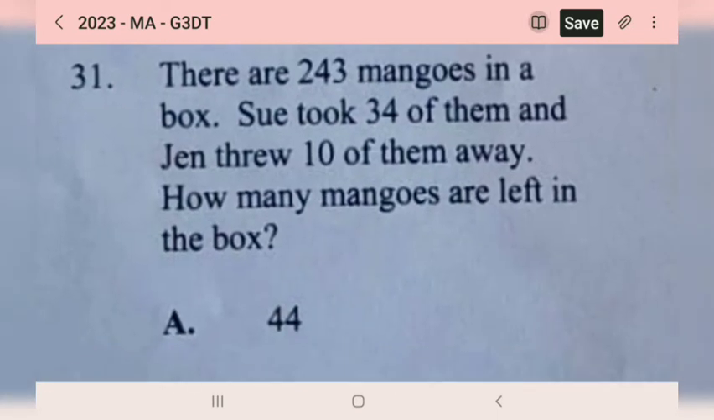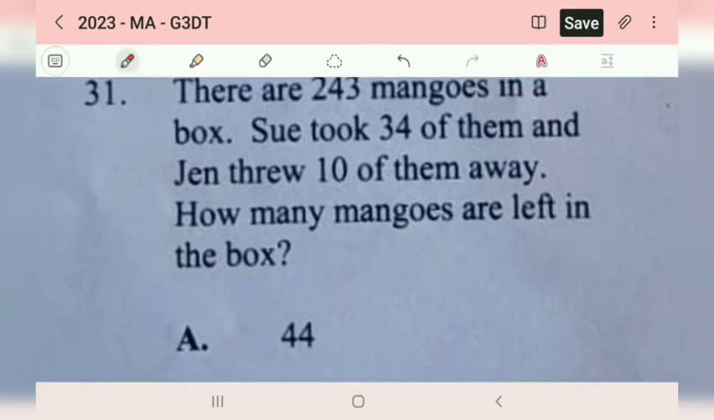There are 243 mangoes in a box. Sue took 34 of them, and Jen threw 3 of them away. How many mangoes are left in the box? So you have more than one way you could do this. Let's do it this way first.